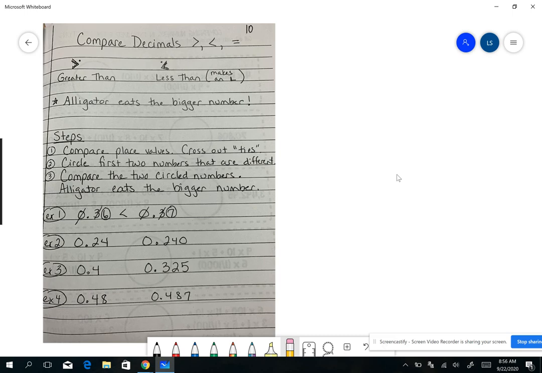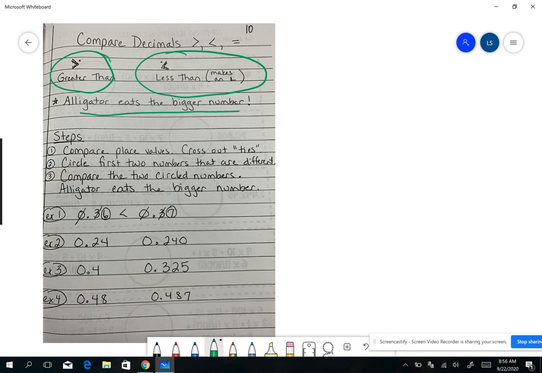Comparing decimals. First thing you need to notice is when you're comparing decimals, you've got two symbols. The greater than, so the alligator is going to eat the bigger number no matter what. And the less than, and that one kind of, if you hold your hand up, looks like an L. So you just got to remember that the alligator is always going to eat the bigger number.